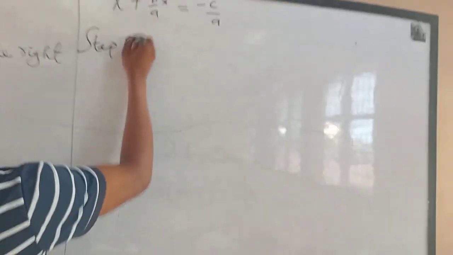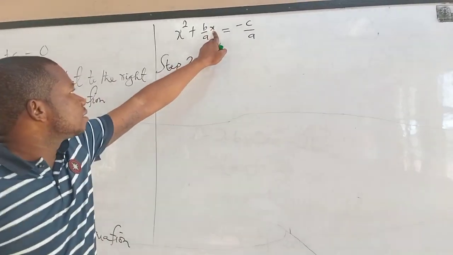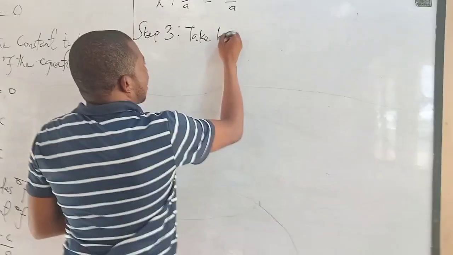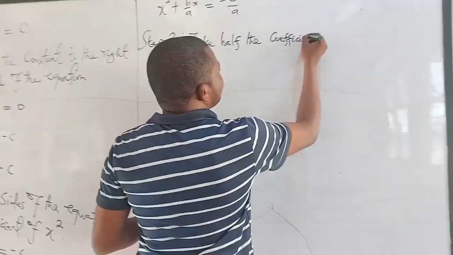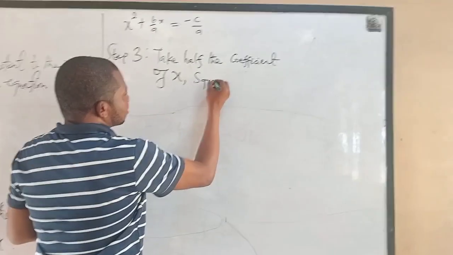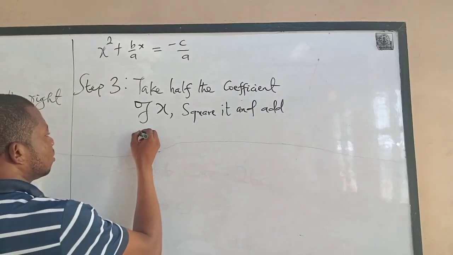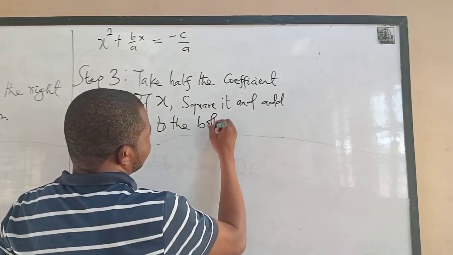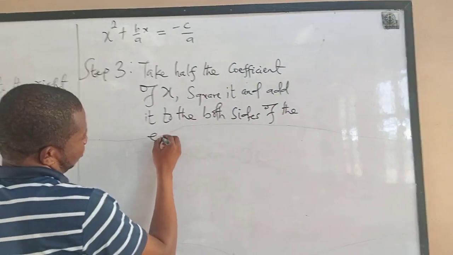Now the third step. Step 3 says take half the coefficient of x, square it and add it to both sides of the equation.